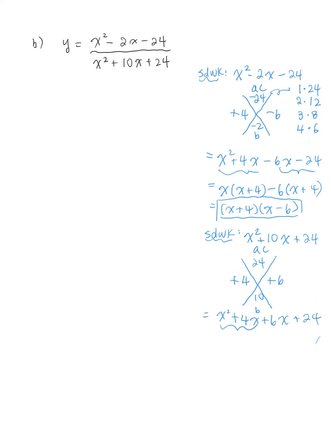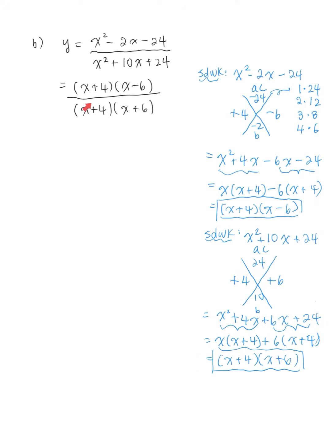Okay, group up the first two, group up the last two. The greatest common factor is x, so I'm going to factor that out. Rewrite this as x plus 4 in a quantity, and then plus the greatest common factor of 6x and 24, which is 6. And then here you're going to get x plus 4. So this becomes x plus 4 times x plus 6. So this is going to be the factored form of the denominator.